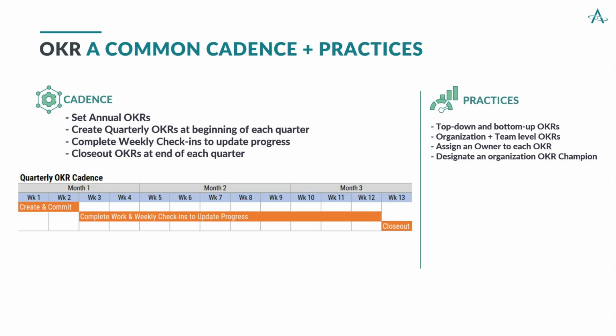Common practices include having top-down and bottom-up OKRs, not just cascading from the top, but letting teams figure out for themselves what they need to do to be successful as well. You'll also sometimes have organization level and team level OKRs. You also want to assign an owner to each OKR and initiative so you know who to hold responsible. And it's always wise to designate an organization OKR champion to help drive the process.